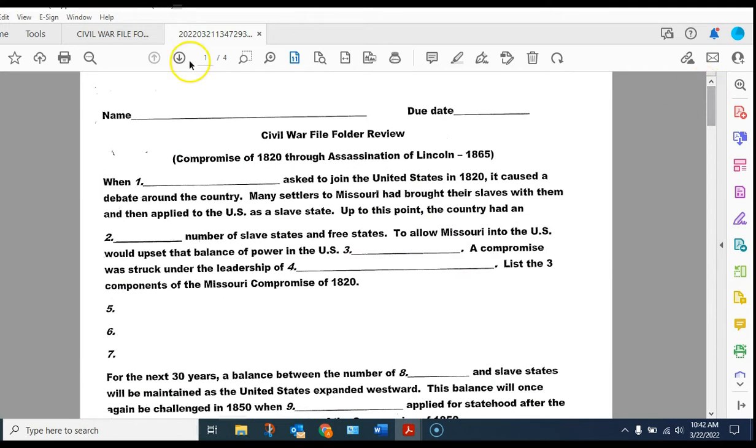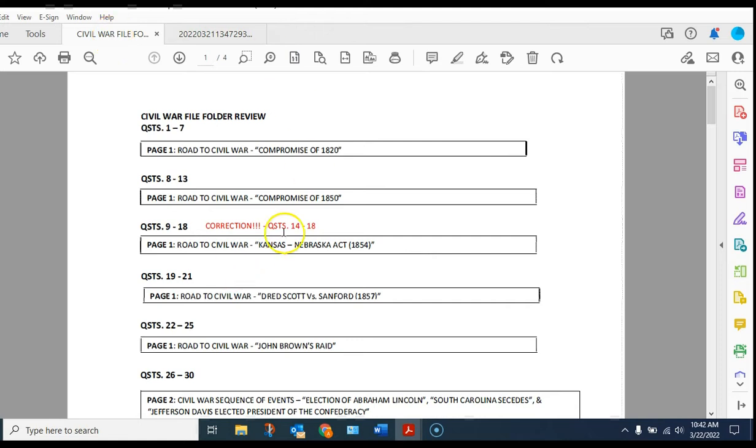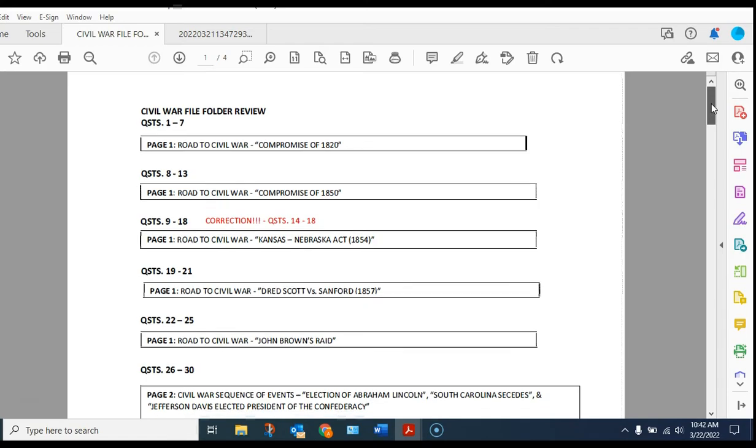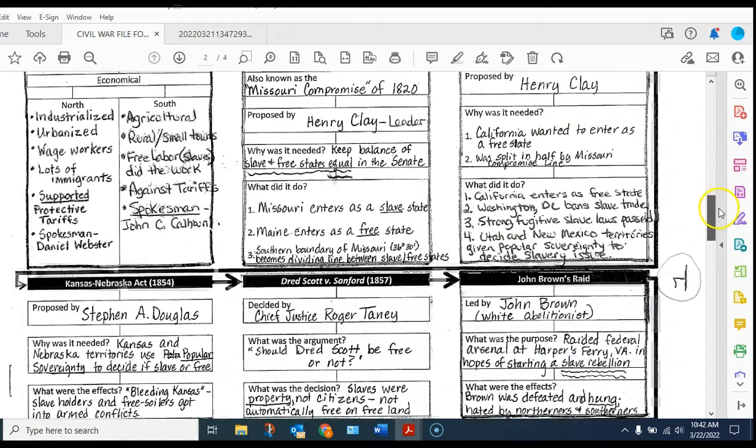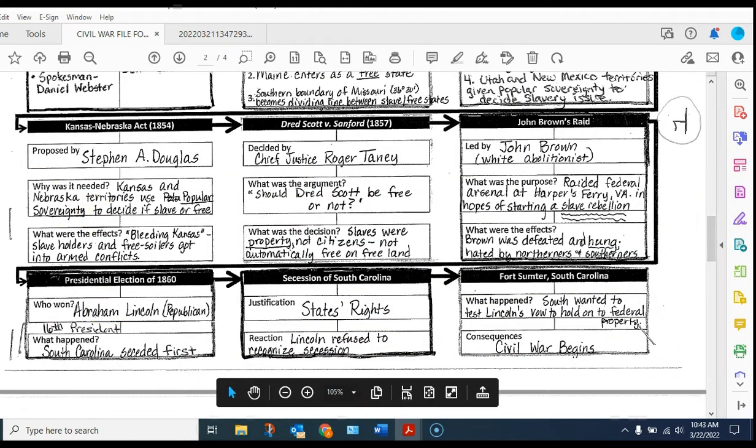And so, again, here's our correction right here. You're going to go down to, still though, page 1, Road to Civil War. In our section is Kansas-Nebraska Act of 1854. So you'll find those answers right here. So I would pause and go ahead and look those over.